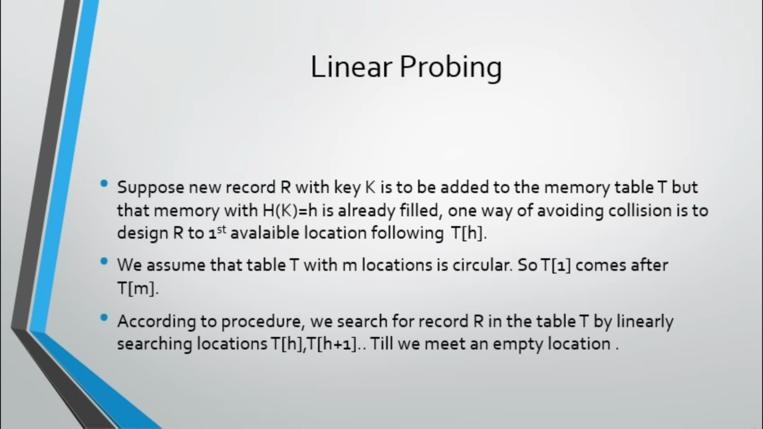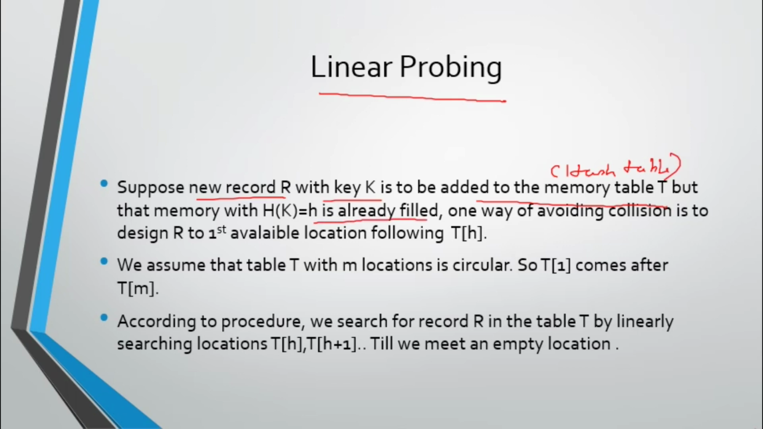So what is linear probing? How do we handle it? Let us read the theory. Suppose a new record R with key K, and of course in a record we have a key, is to be added to memory table T. The memory table is the hash table. But the memory location h of k is equal to h, and it is already filled.